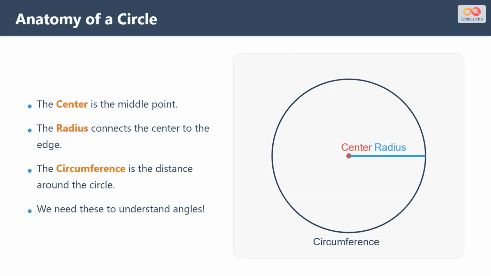Before we dive in, let us review the basic parts of a circle. The center is the exact middle point. The radius is the distance from that center to the edge, and the circumference is the full distance around the outside. These three elements are the building blocks for understanding angles.